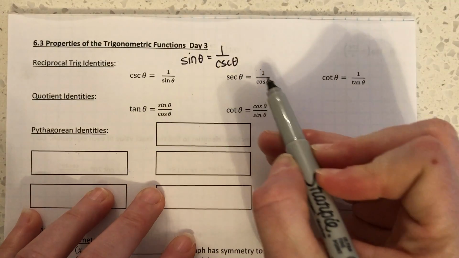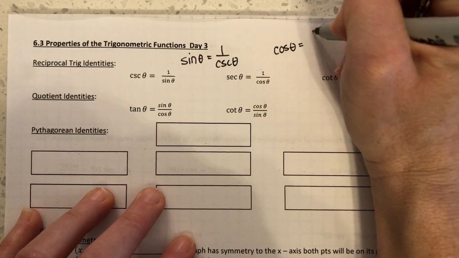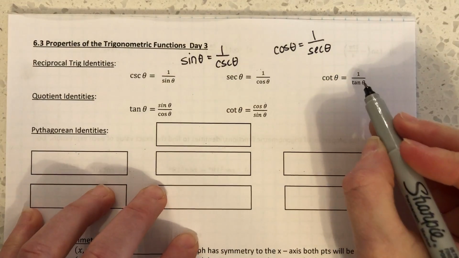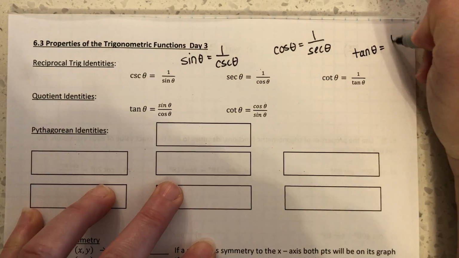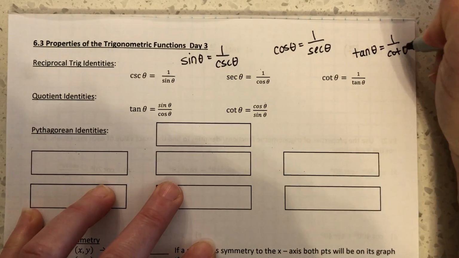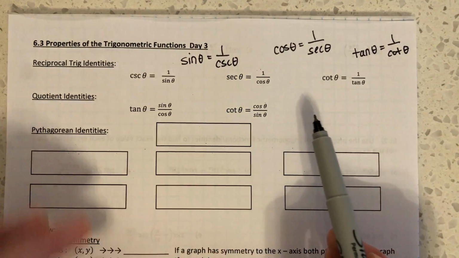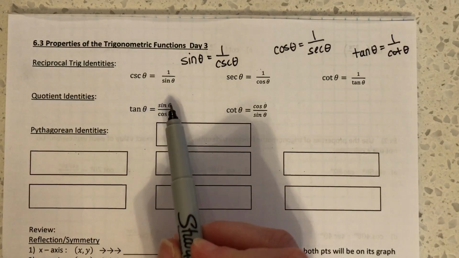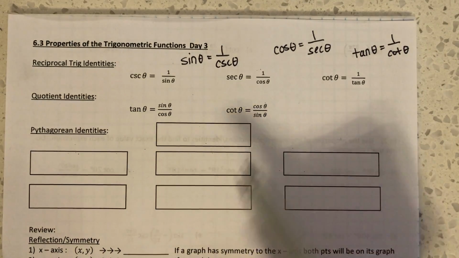If secant is the reciprocal of cosine, then cosine is the reciprocal of secant. And if cotangent is the reciprocal of tangent, then tangent is the reciprocal of cotangent. And these are all statements of equality that we can interchange in any math problem. All right, then we have our quotient identities, where tangent is the sine divided by the cosine and cotangent is the cosine divided by the sine.